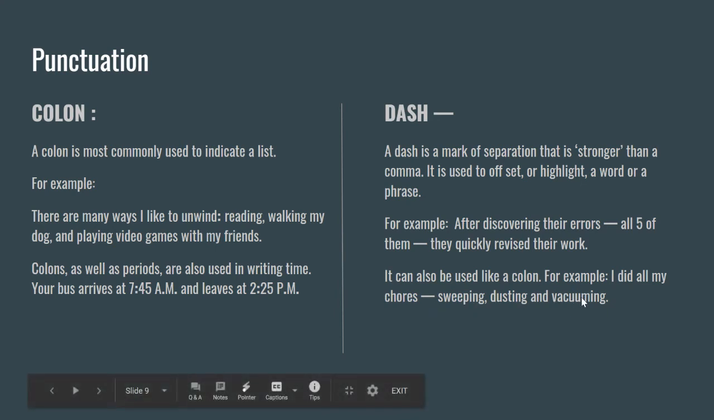So we'll take a look at 2 examples one more time. After discovering their errors, all 5 of them, they quickly revised their work. You'll notice too that what's on either side of the dash, if you deleted this and just read the sentence, after discovering their errors, they quickly revised their work, that would make a perfectly fine sentence, right? And in this case, the dash is used simply to introduce a list similar to a colon, a little less formal.